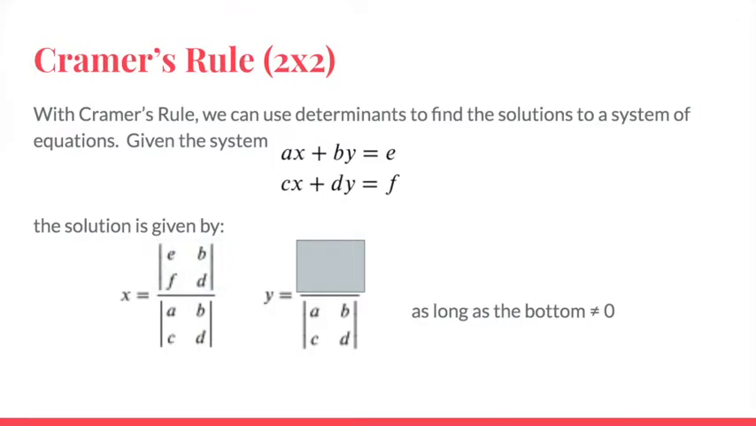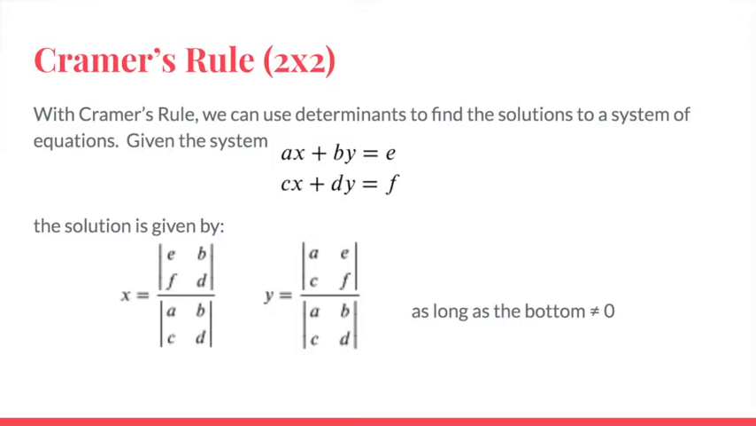For x in the top, notice that we have replaced a and c, which are the coefficients on x, with the constants in the equation. We've replaced them with e and f. The y column we didn't touch, we left it alone. b and d are still there, but since we're solving for x, we replaced the x coefficients with the constants. Looking at the top for y, we've done the same thing, only we've replaced b and d with the constants e and f. We didn't touch x. We left a and c in there, but we took the y coefficients out and replaced them with the constants.